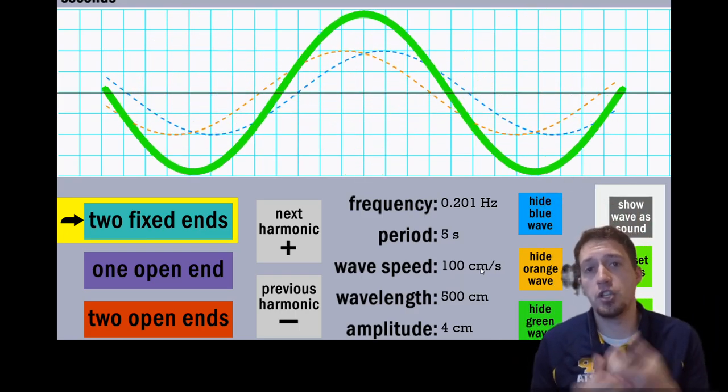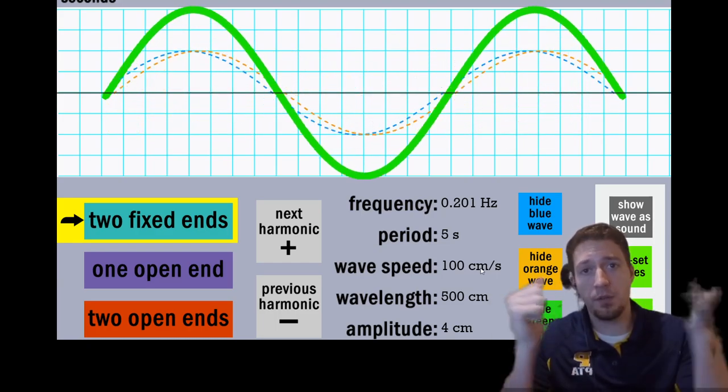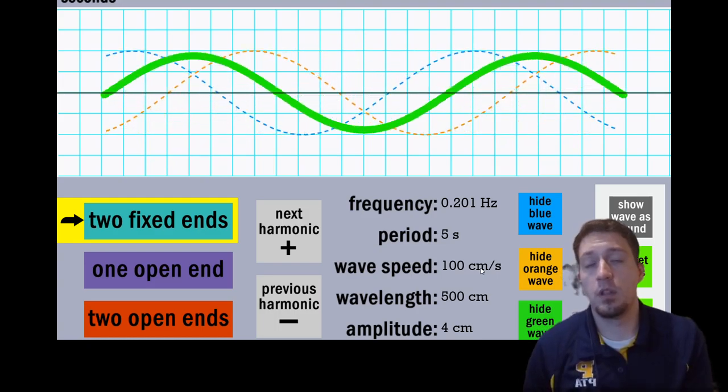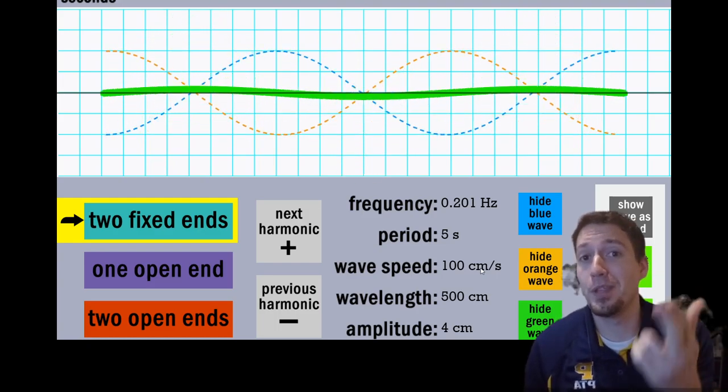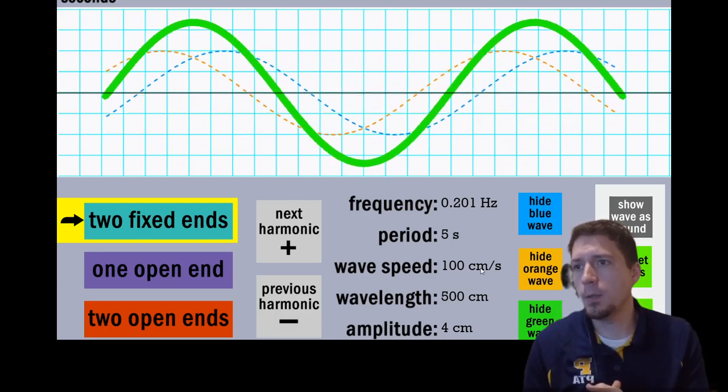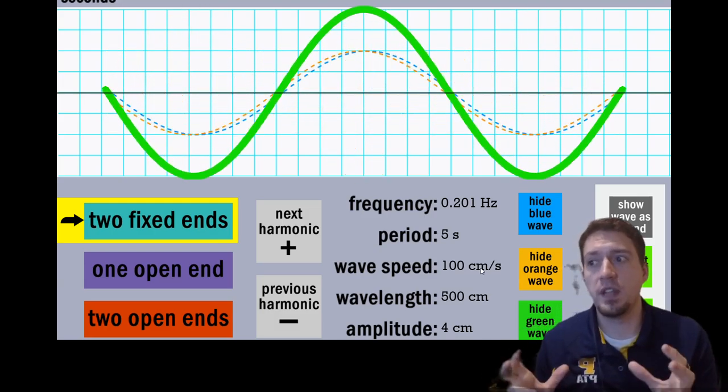So if I were to change this medium, so if this is a rope and I were to increase the tension on the rope, that would obviously make a change. Or if I were to use a different rope, a rope with a different linear mass density, that would make a change. But otherwise, this is fundamentally what we have going on here for this standing wave.